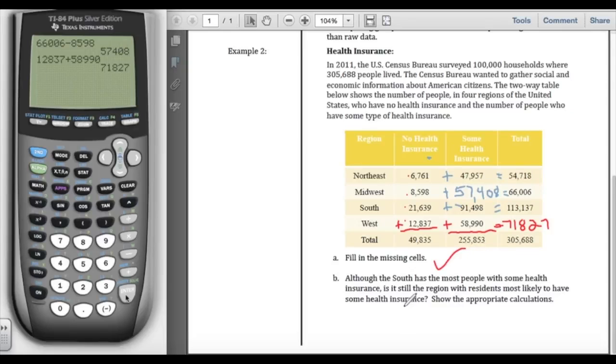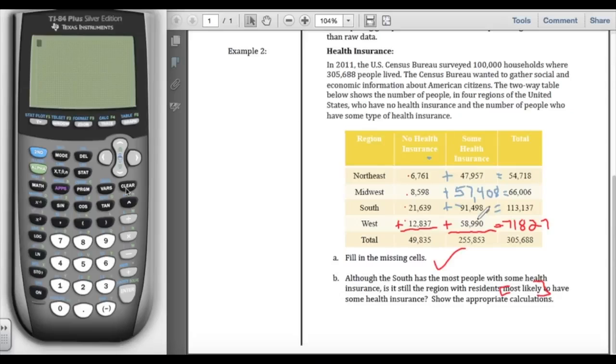For part B, the final part of this video, it says although the South has the most people with some health insurance, if I look in that column, South has 91,498, which is more than the Northeast, the Midwest, and the West. We want to know, is it still the region with residents most likely to have some health insurance? So again, it's not enough to compare the raw numbers, but I need to compare the percentages. So I want to see, well, what percentage of people in each region have some health insurance?